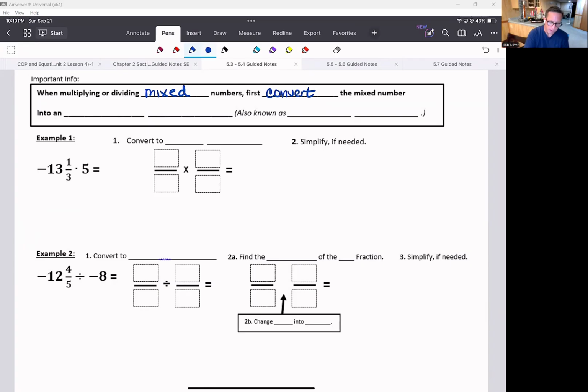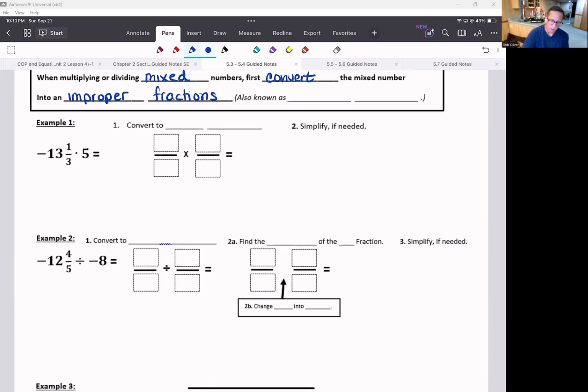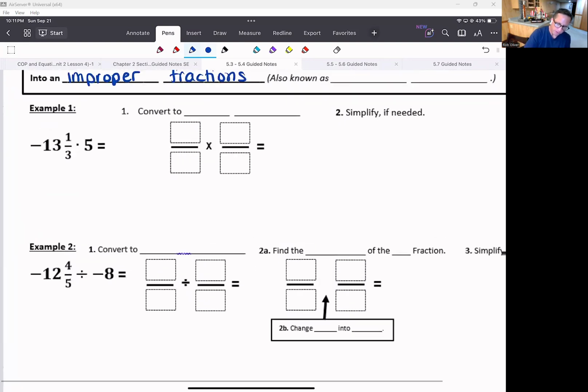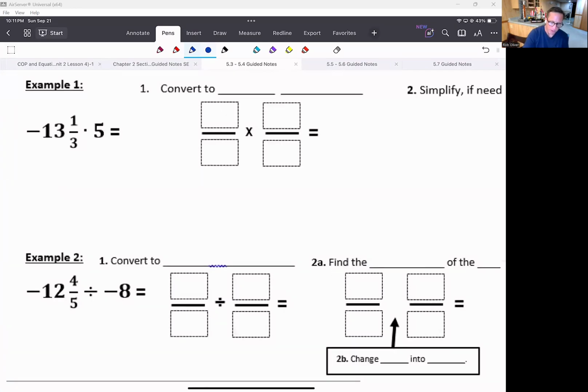So when multiplying or dividing mixed numbers, first convert the mixed numbers into improper fractions. Okay, so convert. Let's just get right to it. We don't need to write these notes. So 13 1/3. I know it's negative, but it's 13 1/3. 3 times 13 is 39 plus 1 is 40. So I'm going to do negative 40. So you got negative 40 over 3.